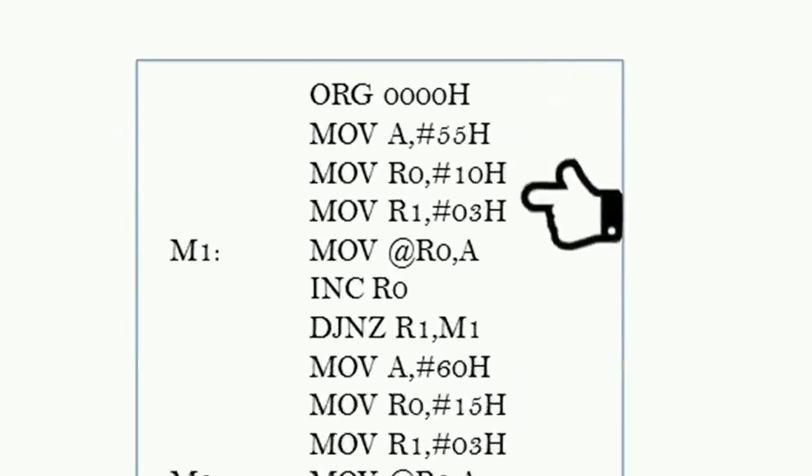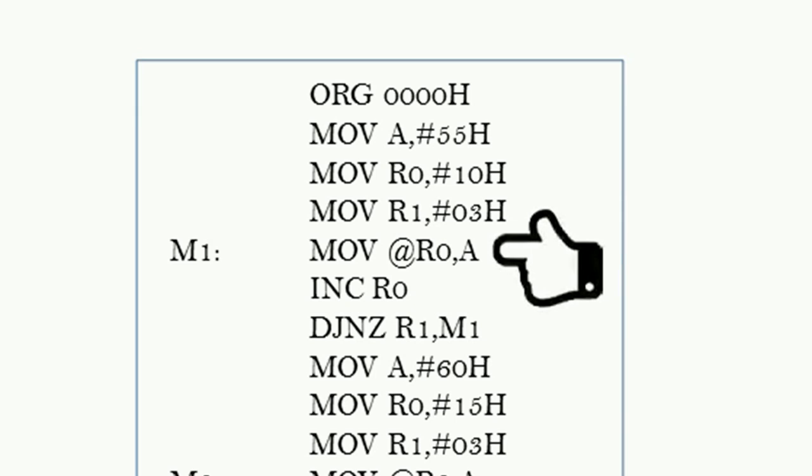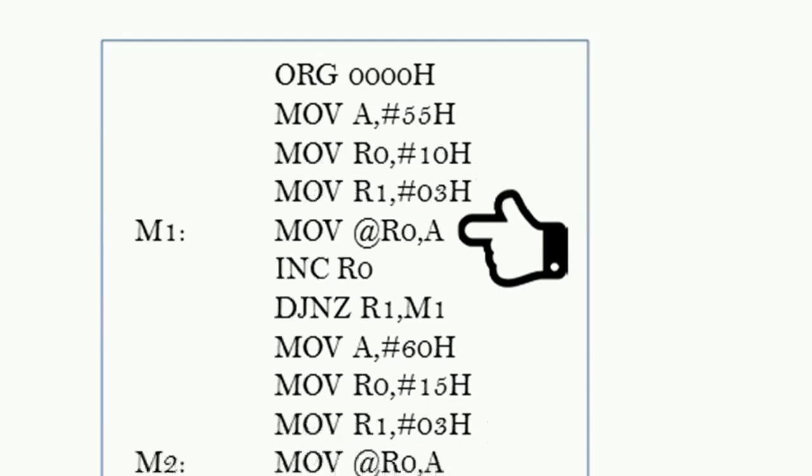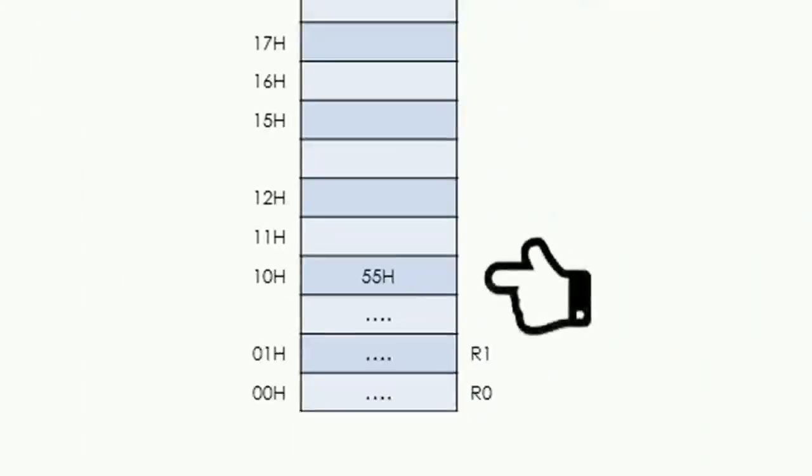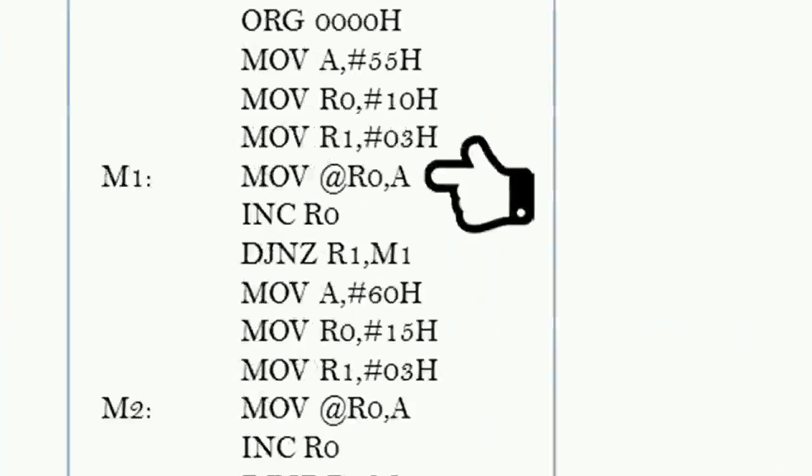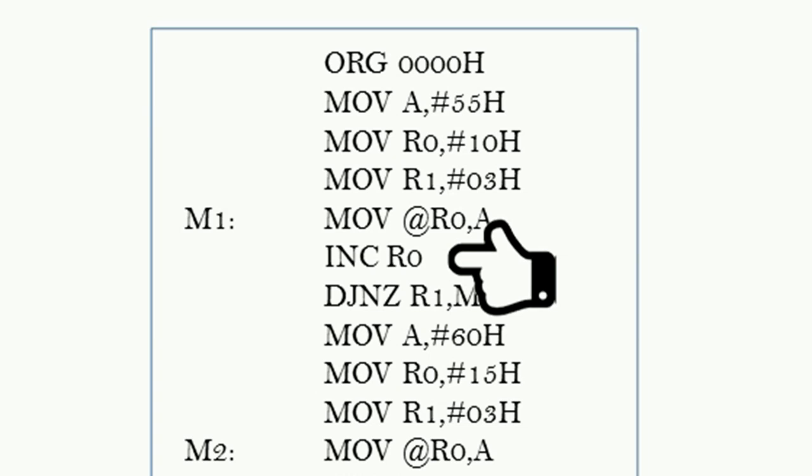These instructions move data into the accumulator and the registers. This move accumulator to register indirect R0 instruction moves the content in the accumulator to data memory location 10 hex. R0 is incremented to 11 hex.